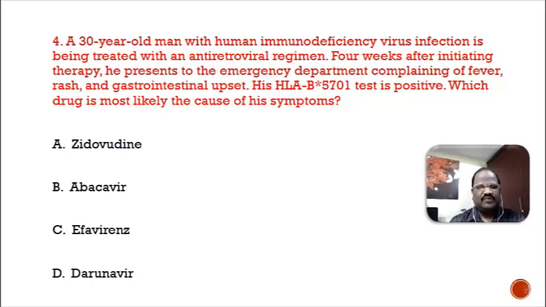Coming to question number 4. A 30-year-old man with a human immunodeficiency virus infection is being treated with an antiretroviral regimen. Four weeks after initiating therapy, he presents to the emergency department complaining of fever, skin rashes, GI upset. His HLA-B*5701 test was positive. Which drug is most likely causing all of these symptoms? Options are Zidovudine, Abacavir, Efavirenz, and Darunavir.